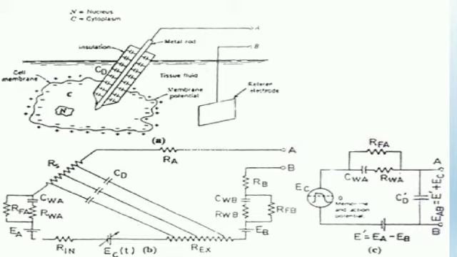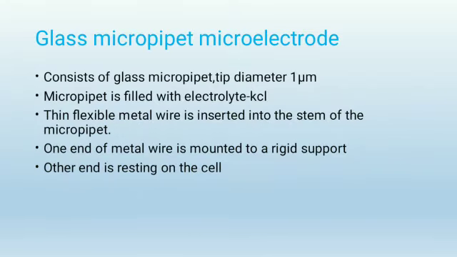In this equivalent circuit, RA denotes the resistance of the connecting wire. RS denotes the resistance of the shaft of the microelectrode. RFA, CWA and RWA constitute the impedance of the microelectrode tip-intracellular fluid interface. RN is the resistance of the intracellular fluid. Similarly, Rb is the resistance of the wire connected to the reference electrode, which is negligible. RFB, RWB and CWB constitute the impedance of the reference electrode-extracellular fluid interface. CD is a distributed capacitance.